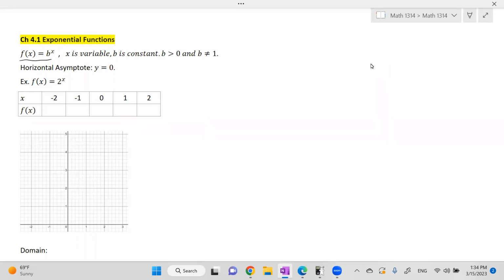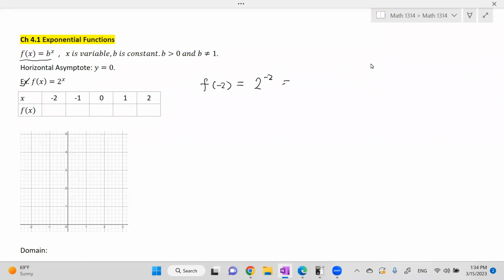For example, if I have a function here, f of x equals 2 to the x power, that means this is an exponential function. What does the exponential look like? Let's plot some points and then connect them with a smooth curve. For example, the x value is -2. What is f of -2? Plug it into the function, 2 to the -2.